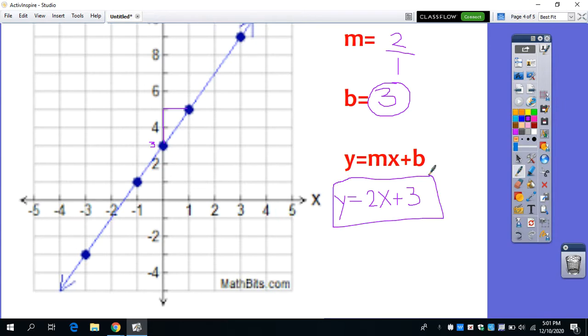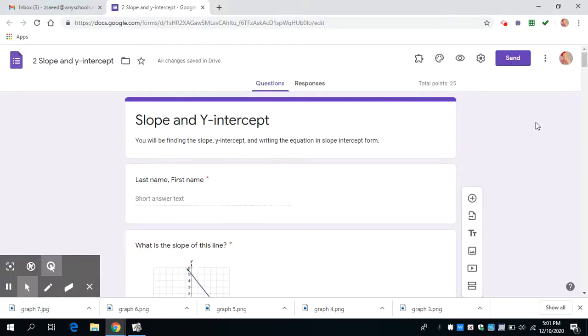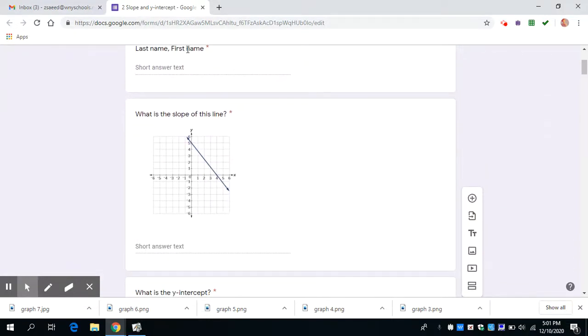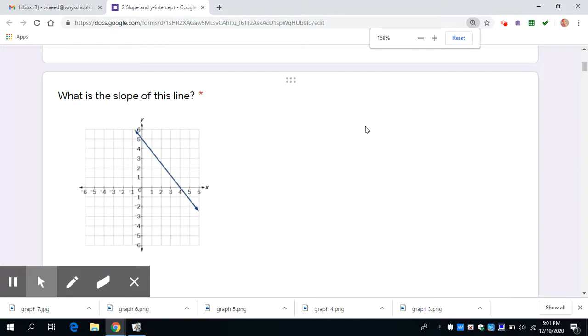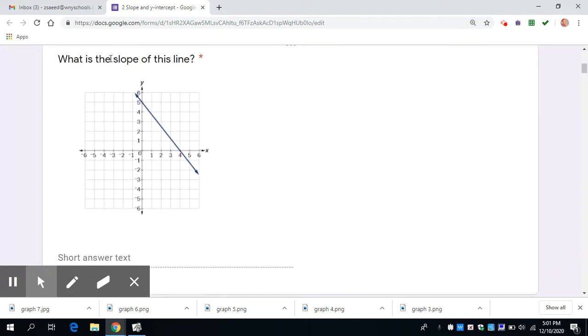All right, so what you guys are going to do next, this was my refresher, is this Google Forms page right here. Again, I'm going to go over what I want so that way you guys make no mistakes. First name, last name, you guys know how to do that. All right, this one is asking you what is the slope. I'm sorry, let me zoom in. They're asking, what is the slope of this line? So they're asking for the slope.